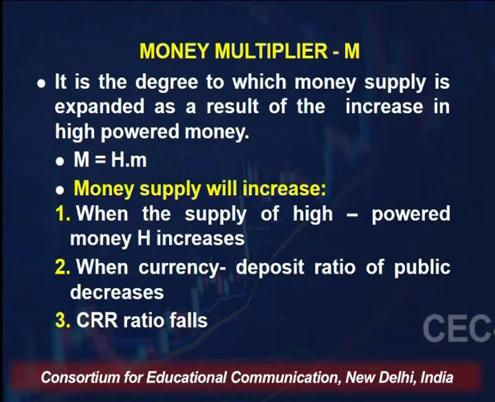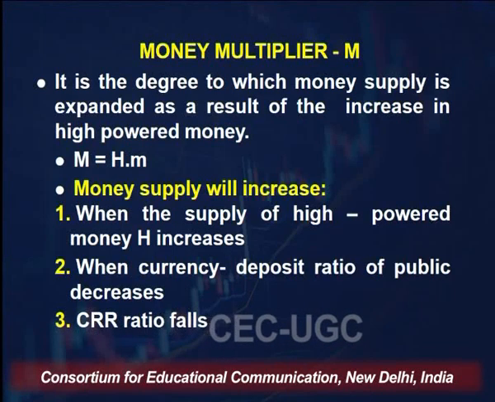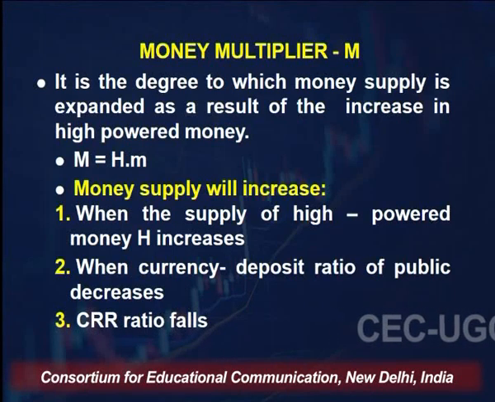Then there is a concept which you should know as the money multiplier. So what is the money multiplier? It is the degree to which money supply is expanded as a result of an increase in high powered money. So money supply M is equal to H times the multiplier. Money supply will increase when the supply of high powered money, that is H, increases, when the currency deposit ratio of the public decreases, or when the CRR, the cash reserve ratio, also falls.